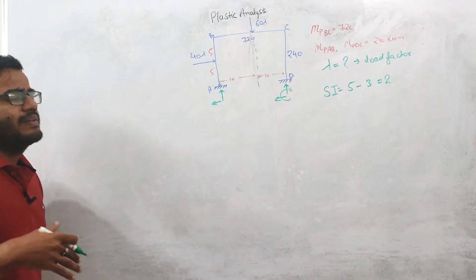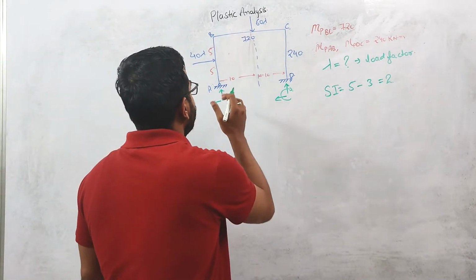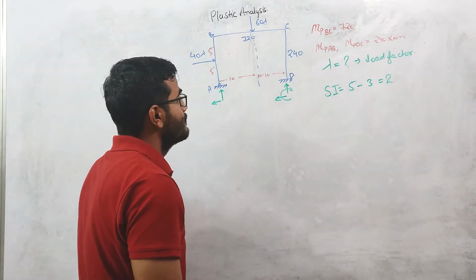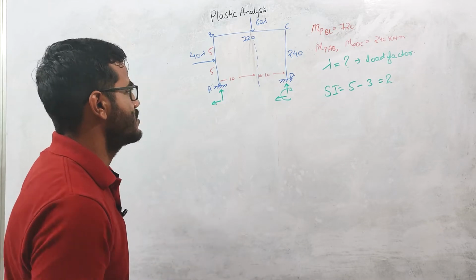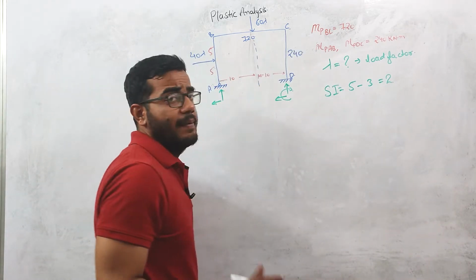And this static indeterminacy basically is external static indeterminacy because there will be no internal static indeterminacy. Okay, this is an open frame structure, right? So basically the static indeterminacy of this frame is 2.